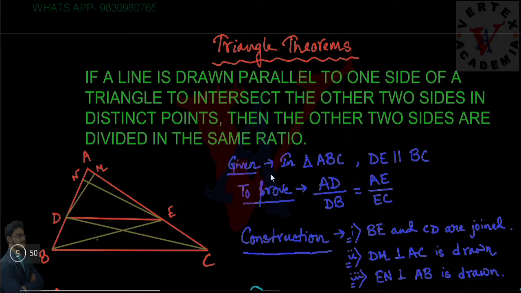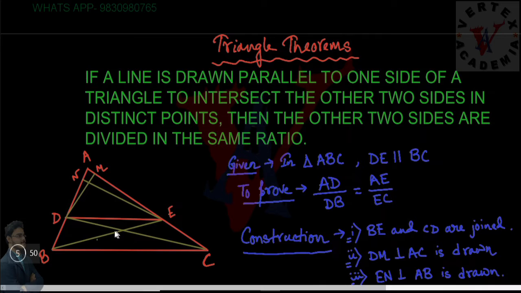Today we will be discussing the triangle theorems, and let us start. So what the theorem says is that if a line is drawn parallel to one side of a triangle to intersect the other two sides in distinct points, then the other two sides are divided in the same ratio. Okay, now let us focus on the diagram.